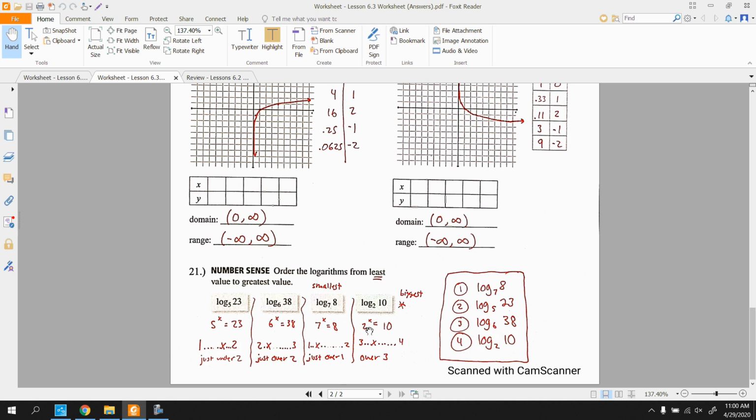And then here, 2 to the third power is 8, so I know I'm at least to the 2 to the third power. 2 to the fourth power is 16, so we're somewhere between 3 and 4, but that's enough just to see where my values are in between.